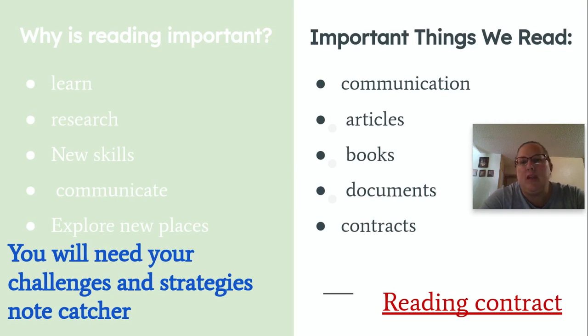Okay. Important things we read: any kind of communication, text messages, emails. Some of us get letters or notes. We read articles about important things. We love to read books. There's a lot of documents from history that we love to read. And then, of course, contracts, because that's what we're making.